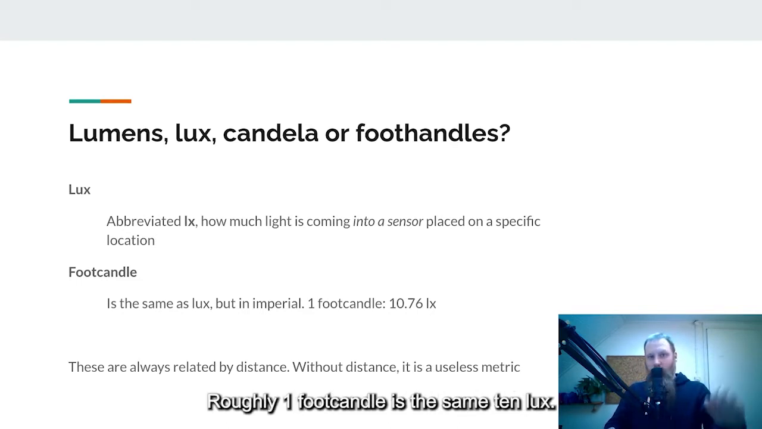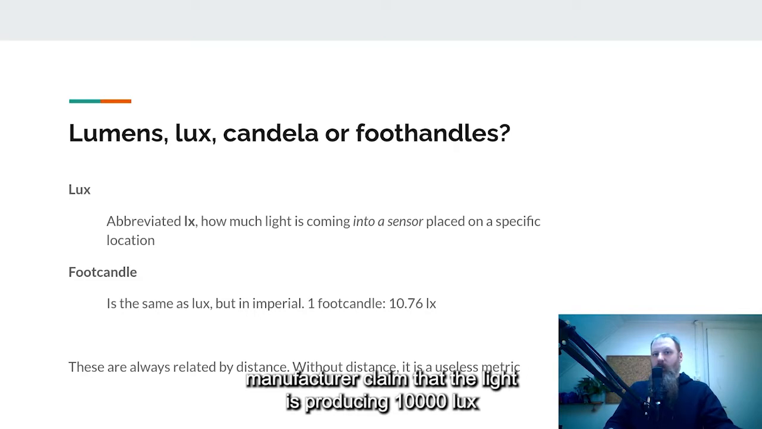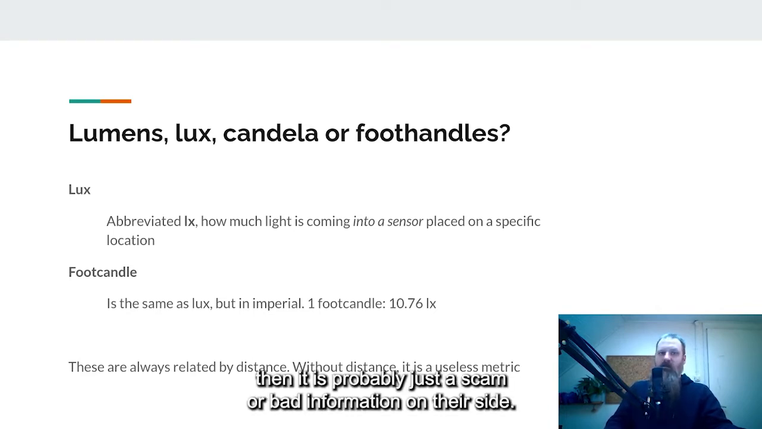Roughly 1 foot candle is the same as 10 lux, so the next time you see a fabricant or manufacturer claim that the light is producing 10,000 lux, check if there is a measured distance published. If this is not the case, then it is probably just a scam or bad information on their side.